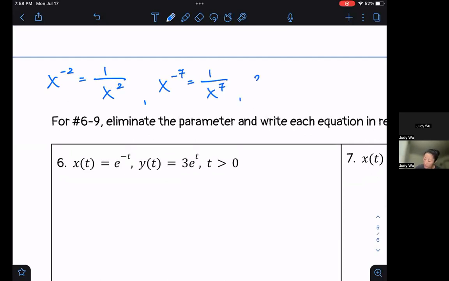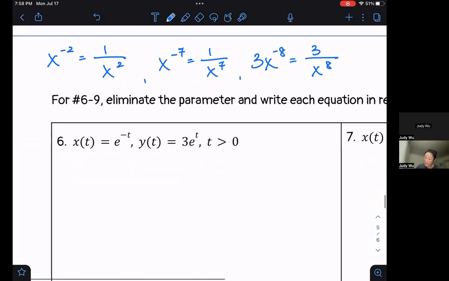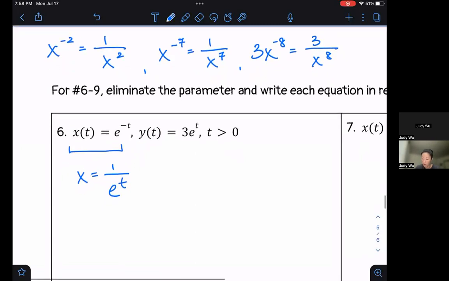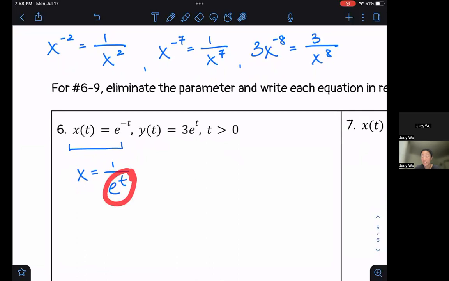But if we had 3x to the negative 8, that would actually be 3 over x to the 8, because the 3 doesn't have a negative exponent, only the x. Now, how might we use this in our x equation? Maybe we could express this as x equals 1 over e to the t. Let's see if we can solve for e to the t. If I can get e to the t all by itself, I can plug that back in over here.